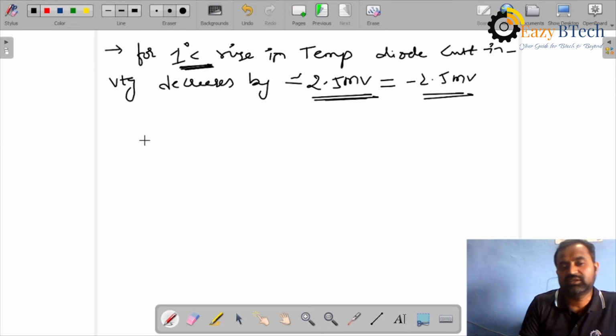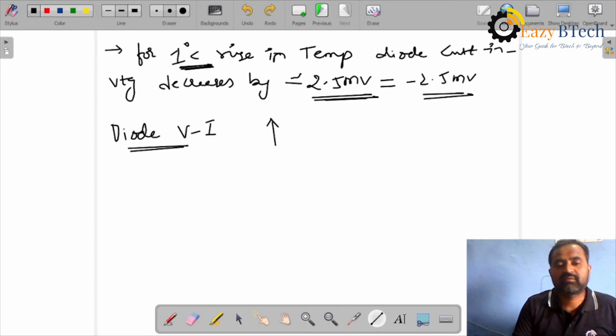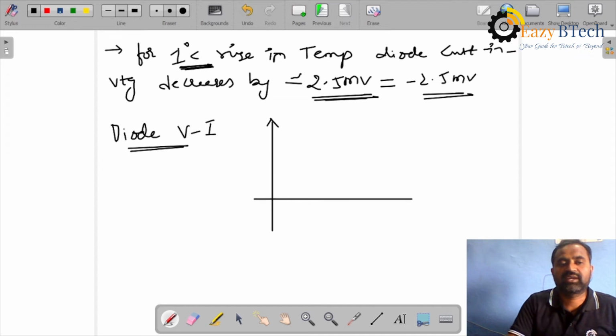Now you can see here the diode VI characteristics. During the forward bias, how are the forward bias characteristics?